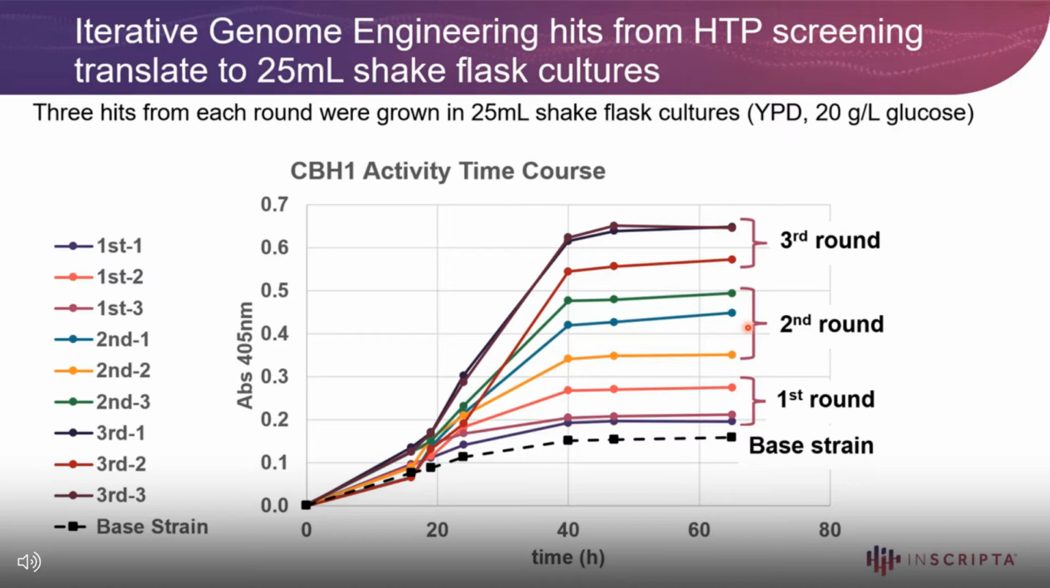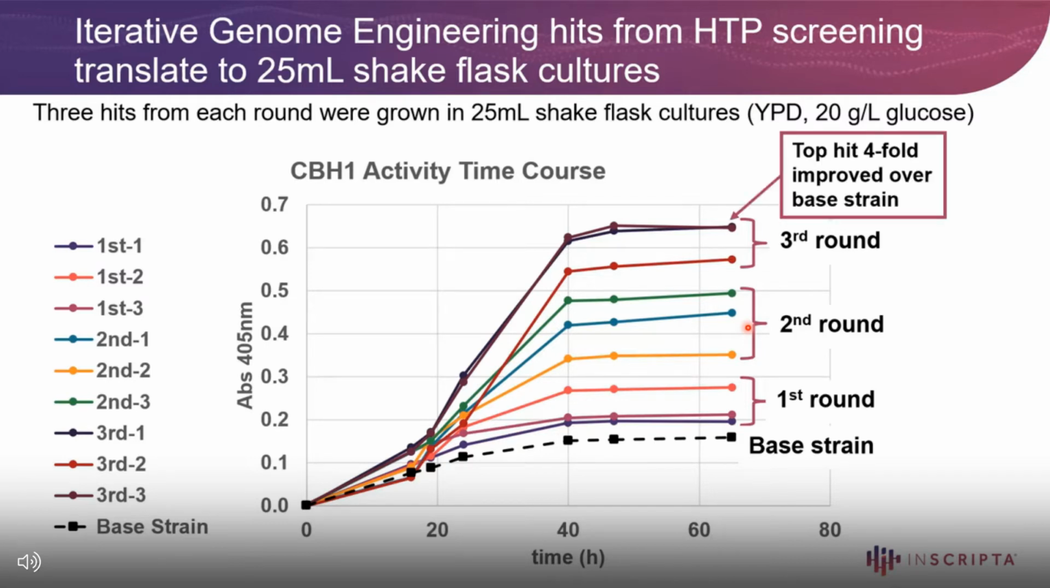So it's very nice to see that all of the hits that we identified in our small scale screening that we scaled up, they all translated to larger scale. In fact, these were all the hits that we tested at larger scale, and they all ended up translating to at least 25 ml shake flask culture. And the top hit that we identified here had about a 4-fold improvement in CBH1 production over the base strain. So a significant improvement in production.